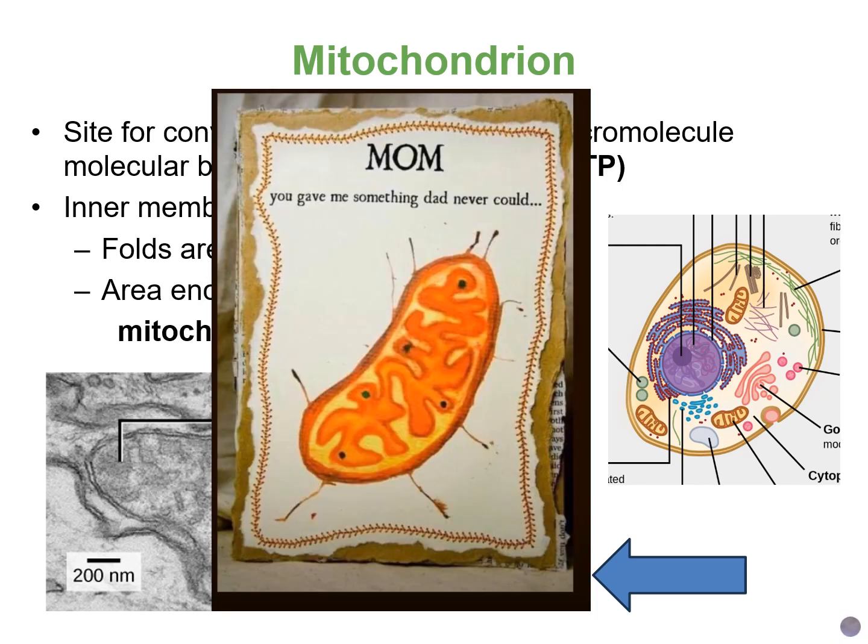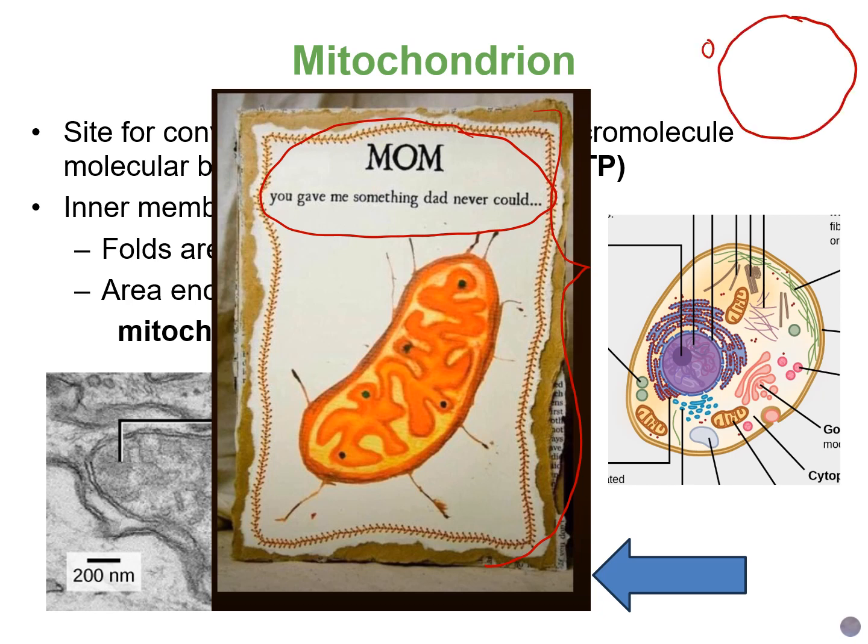And I don't know if you've ever seen this one before, but it's pretty interesting that it says, Mom, you gave me something Dad never could. So during fertilization of the egg by the sperm, the egg cells, so human egg cells, are really big compared to a male sperm cell. That would be really small.